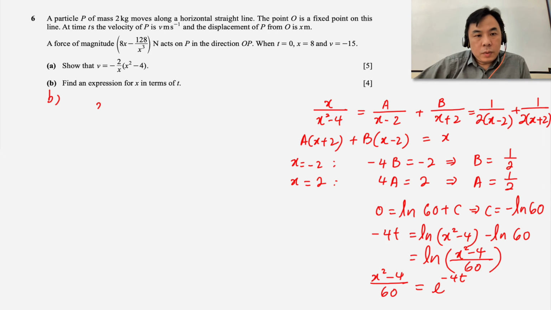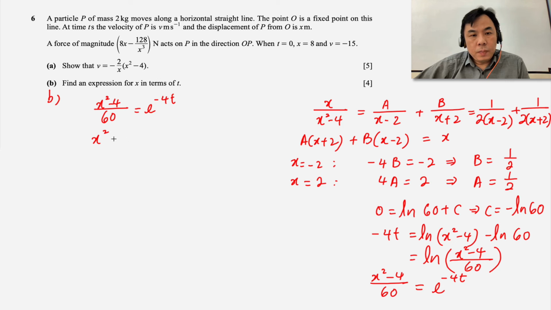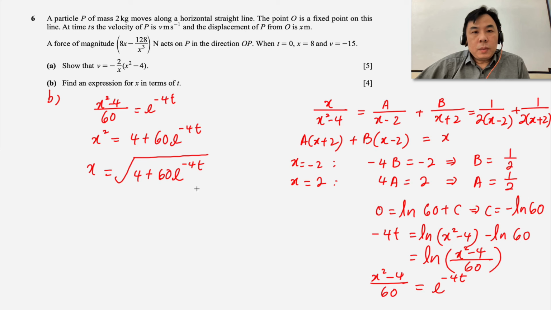So from here we have (x² − 4)/60 = e^(−4t). Then by rearranging this, we have x² = 4 + 60e^(−4t). Then x will be the square root of (4 + 60e^(−4t)). Now we assume that x should be positive, so we only take the positive version of this square root. And then there you have it. This is the expression for displacement.